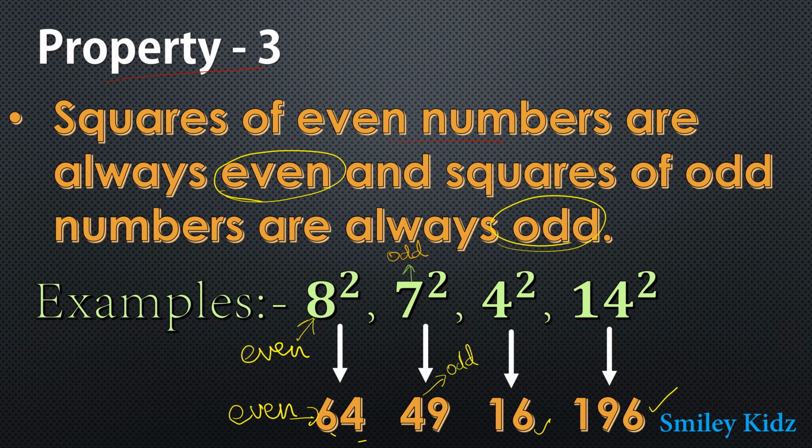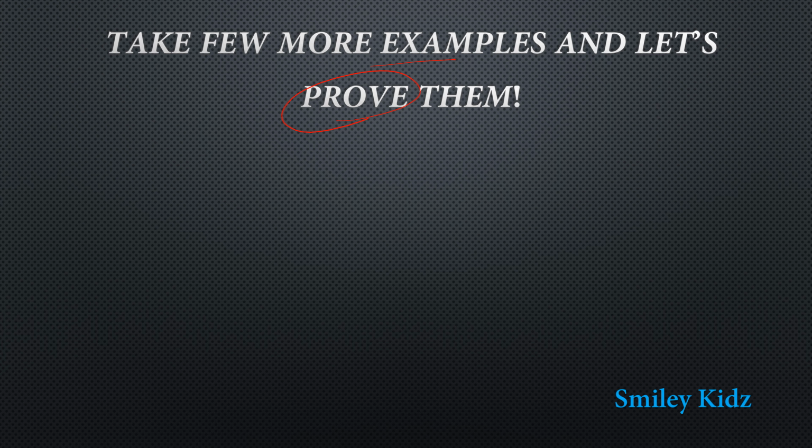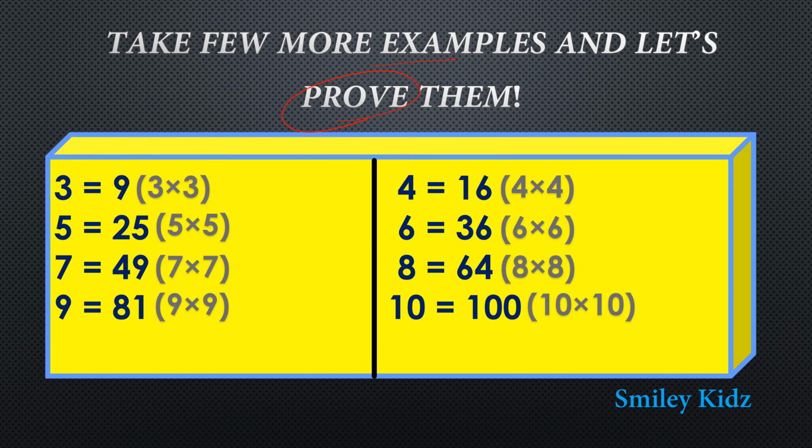Now let's take a few more examples and prove them. The left side of the table shows odd numbers and the right side of the table shows even numbers. Here, on the left side, there are odd numbers, their squares are also odd. On the right side, we have even numbers and their squares are also even. So, we have proved it.